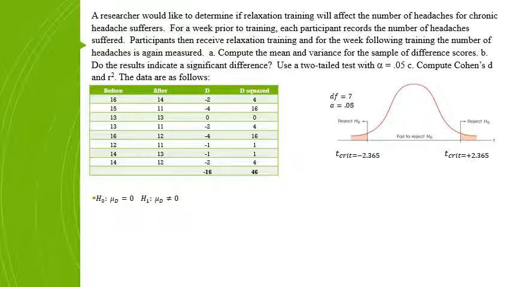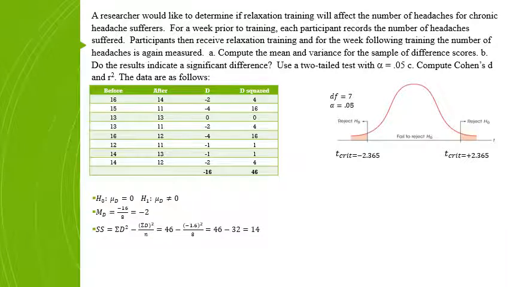So you draw your two tails, you look in the table, and you should find critical values of plus and minus 2.365. Next, you're going to find the mean of the difference scores. Well, that would just be equal to summation of D over N. Summation of D you found is negative 16, and N is 8. There are 8 sets of scores. So the mean of the difference scores is equal to negative 2.